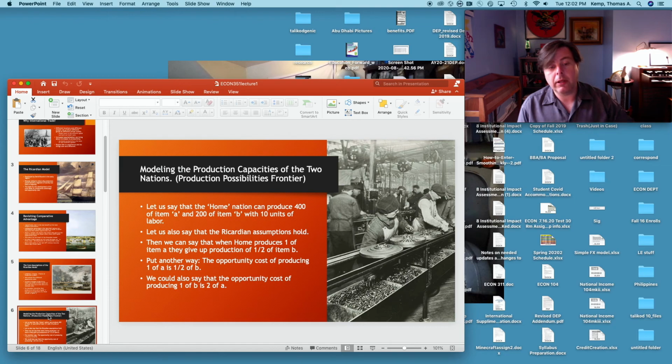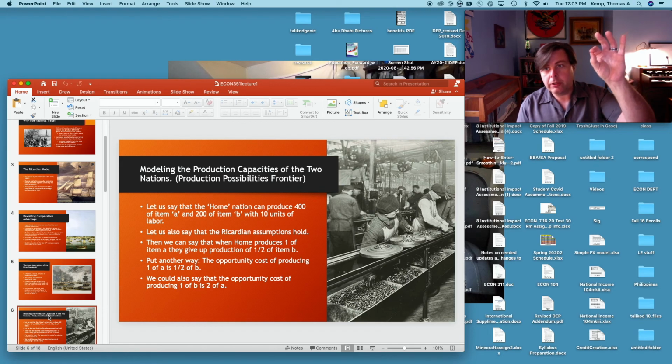And we're back. Okay, so we're going to start by laying out a little production possibilities frontier that I would like you to draw in your notes based upon the data presented here. So let's say that the home nation, we're going to draw one production possibilities frontier, second quadrant graph. We're going to label that production possibilities frontier home, for the home country. And let's say that it can produce 400 of item A and 200 items of B with 10 units of labor. So on one axis, we're going to put a dot at 400, and on the other axis, we're going to put a dot at 200.